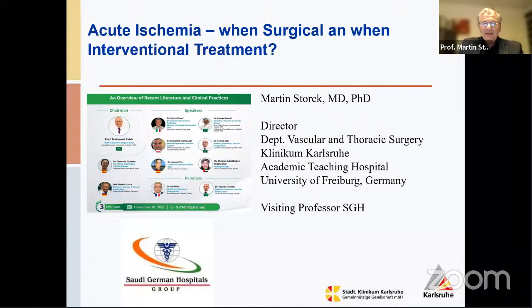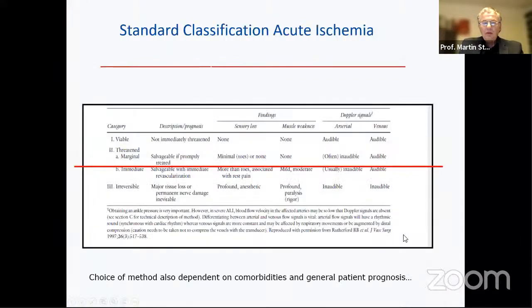So this time we have the topic acute ischemia, and you have seen already a few cases by Dr. Mahmoud. I'll try to go on. And I would like to give you some more theoretical underpinning of how to decide. The problem in acute ischemia is we have to make a quick decision what to do with the patient, which therapy is best, and which direction we go.